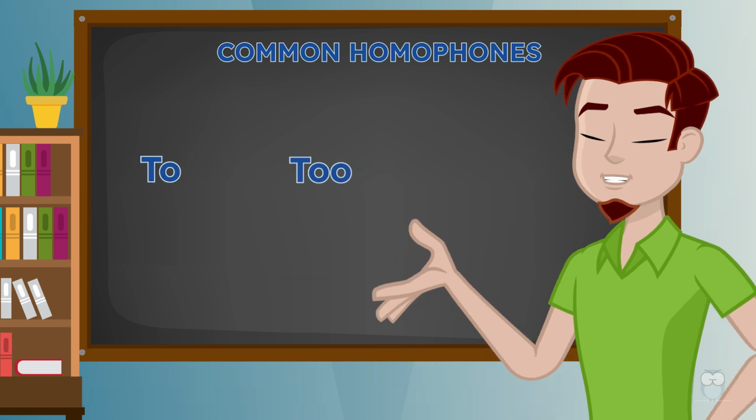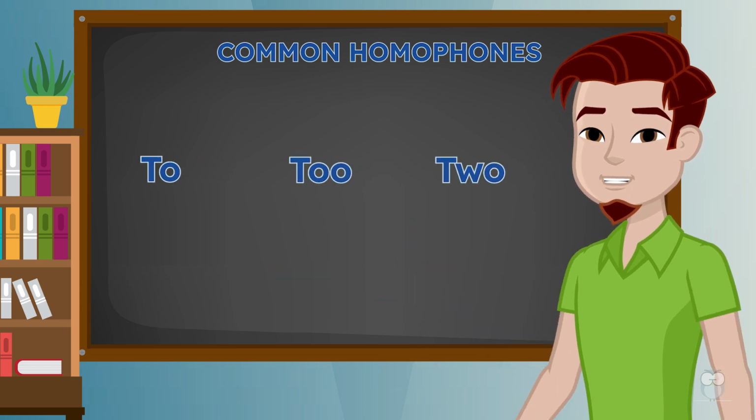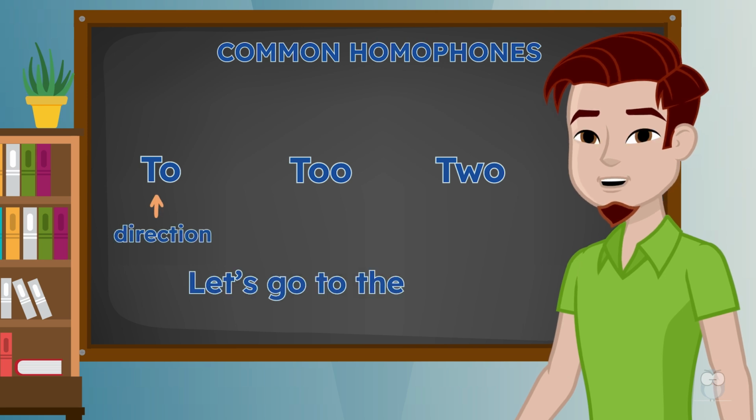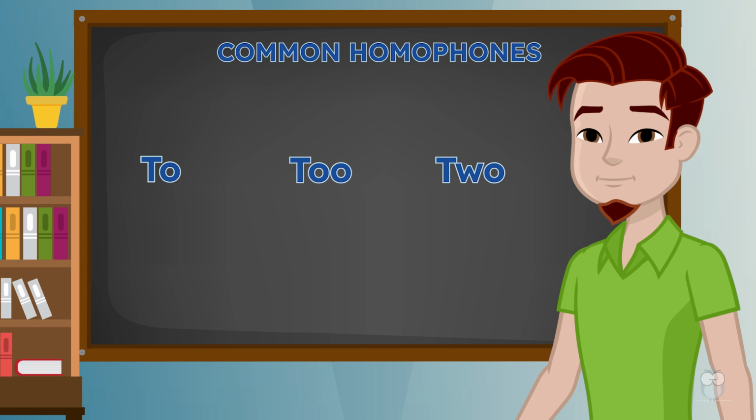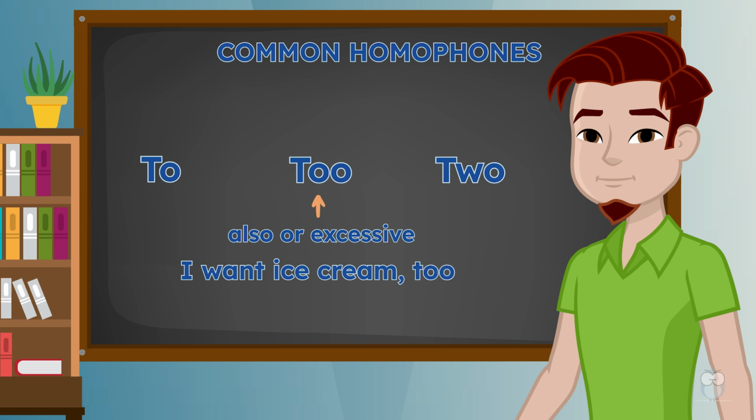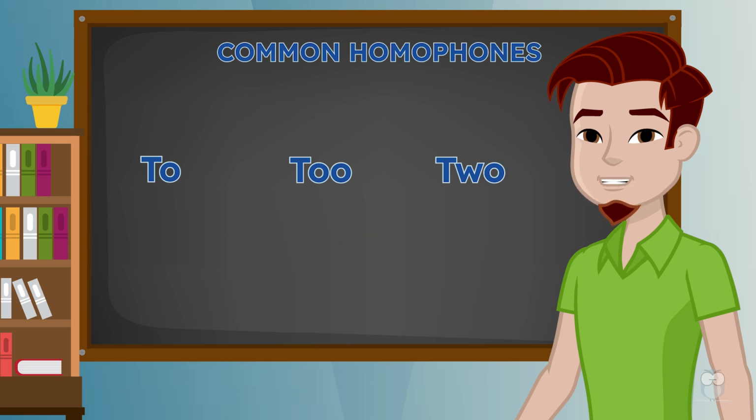To, too, and two. These are pretty easy as well. To is a direction, as in let's go to the park. Too with two O's means also or excessive, as in the sentence, I want ice cream too, or that's too much. That extra O in the word too should give you a clue that it means more. Finally, two is just the number two, as in I have two cats.